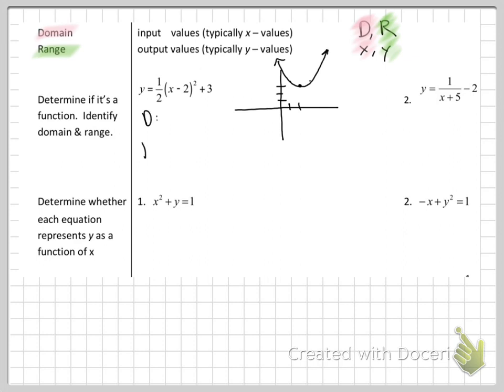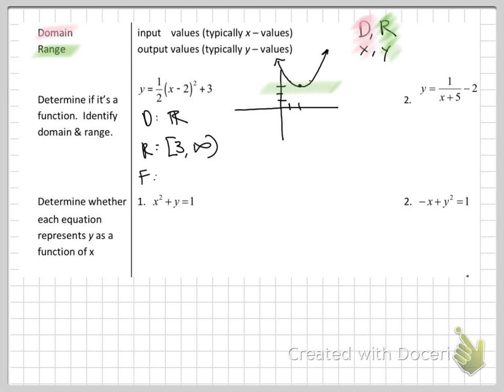D for domain, R for range. Domain is the x values. If I look at the graph, it has arrows going left and right forever, so the domain is all real numbers. Range is the y values. If you look at the graph, the lowest this graph goes is 3, and it touches 3, so bracket 3. And then it goes up to infinity, so infinity is always a parentheses.